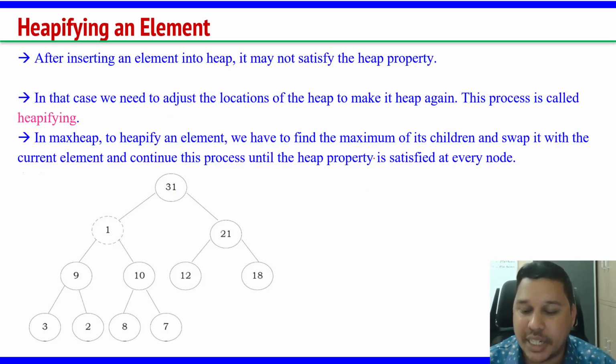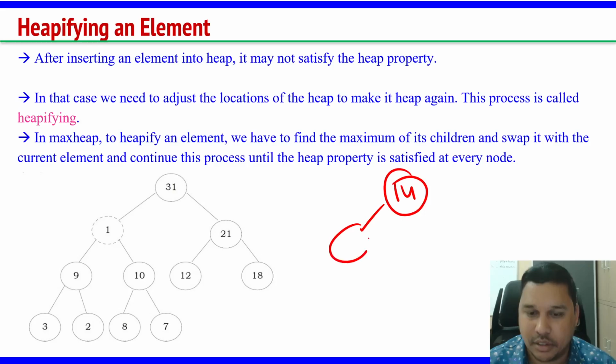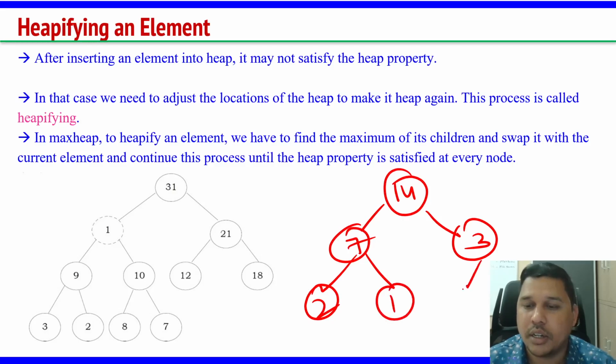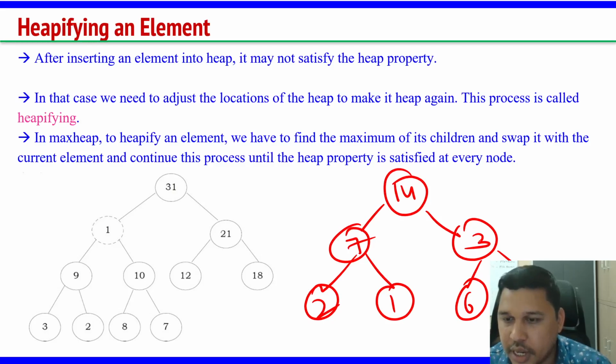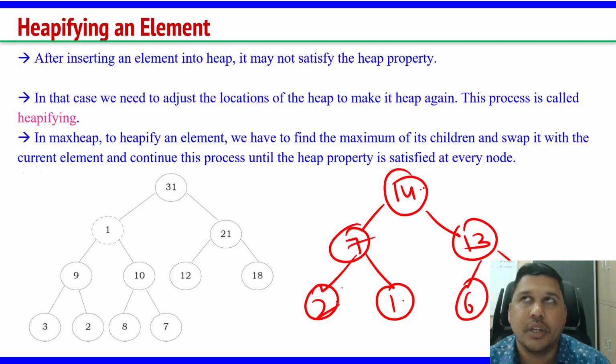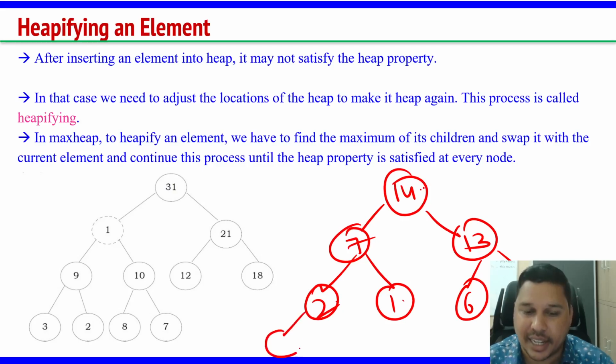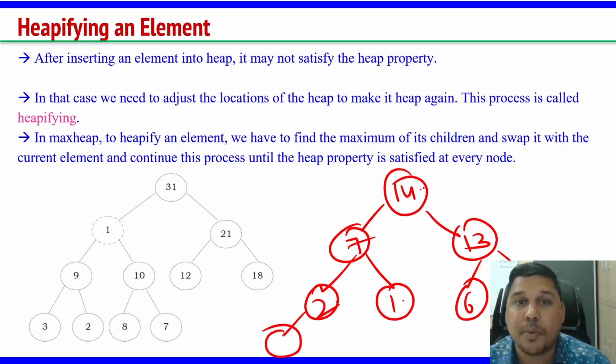Okay. Suppose I have a tree with me with some max heap. I will take some 14 here, 7, 3, 2, 1, 6, 5. Oh, but it is not satisfying, no. Here I can put 13, right. 14, this is a max heap I have with me, 14, 7, 13, 2, 1, 6, 5. Okay. We talked about complete binary tree. So, if I want to insert a new element, I can insert it here. Suppose the element which I am inserting is 20.